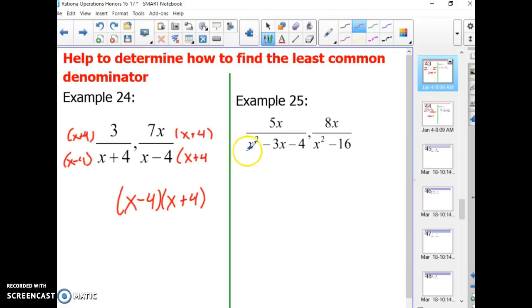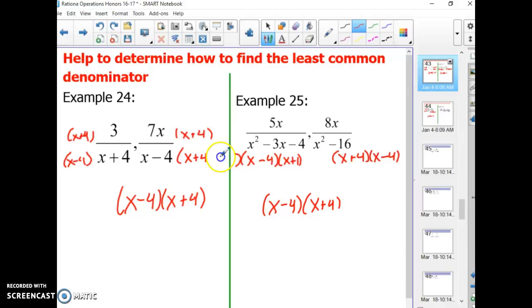On this one, I factor. I get an x minus 4, and I get an x plus 1. This is a difference of squares, x plus 4, x minus 4. Both of them have an x minus 4, so I don't need to times either one of them by an x minus 4. This one has an x plus 4, so I need an x plus 4.